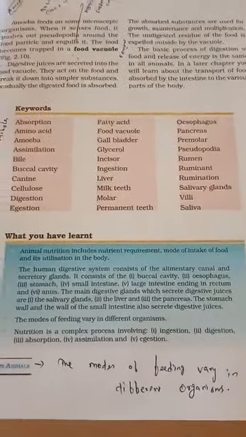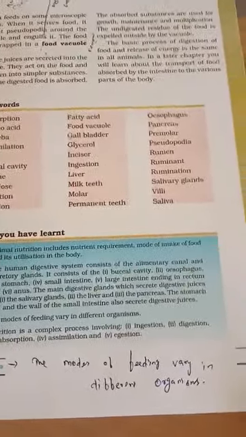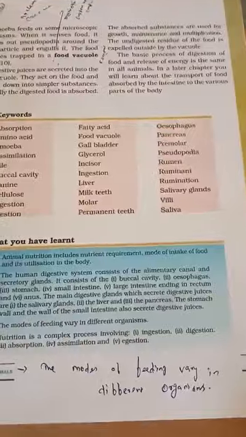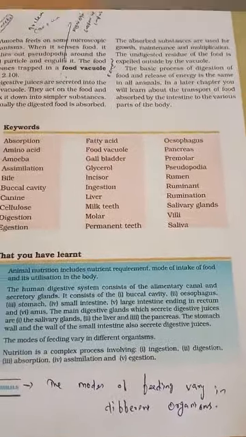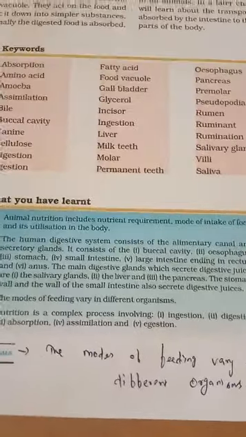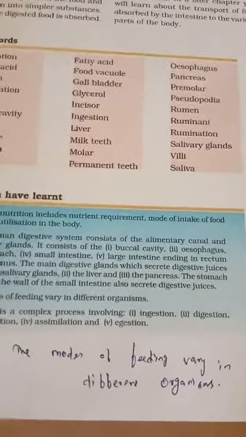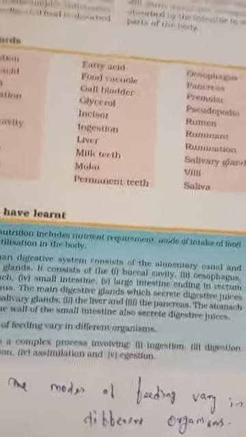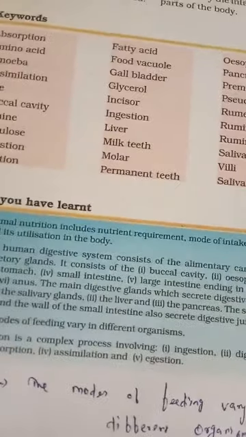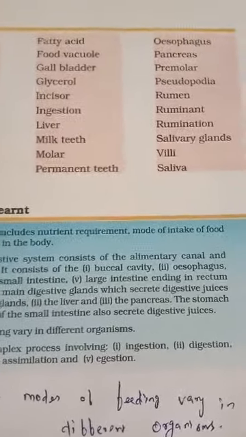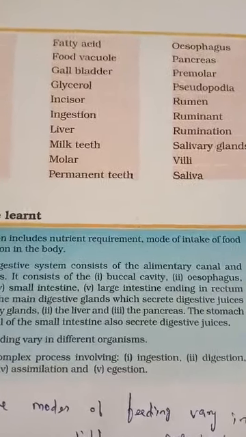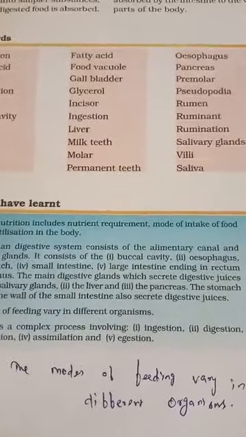And digestion. Digestion means the breakdown of complex food substances into simpler substances. First we get the complex substances, and the breakdown of those substances is very important. How are they broken down? By using secreted juices. So the breakdown of complex substances converted into simpler substances is called digestion.